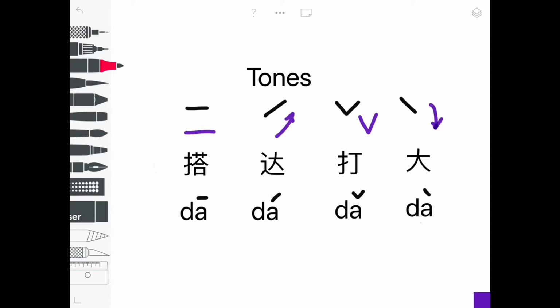For example, these words, they all sound like da. But when you give them tones, they sound totally different. Da, da, da, da. Is that interesting? I think you're gonna have fun with tones.